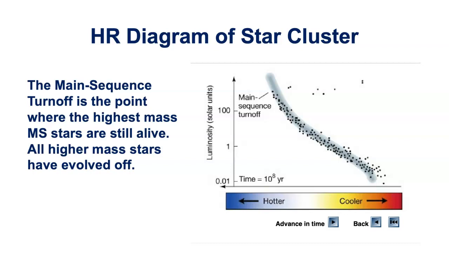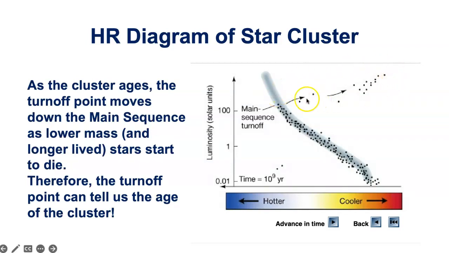All right? This is what you call the main sequence turnoff point. This main sequence turnoff point is the highest mass main sequence star that's still around. All the main sequence stars that are even higher mass are already dead. The low mass main sequence stars are still low mass, right? But if we look at this, as the cluster gets older, now we've moved it to 10 to the 9 years. Now the cluster is 1 billion years old.